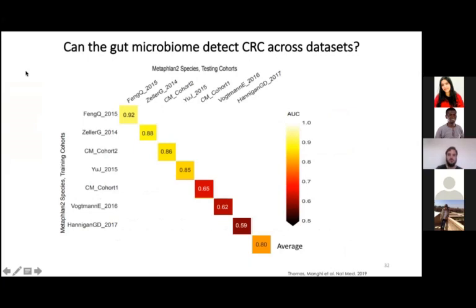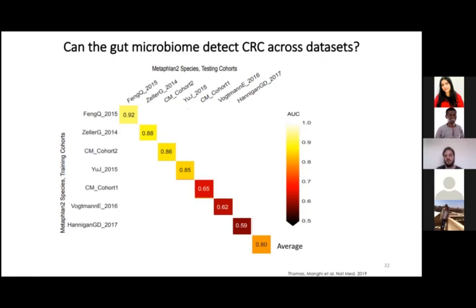Basically, we looked at whether the gut microbiome could be used to detect colorectal cancer across the different public data sets that we have. Here is a supervised machine learning approach, where these are the different cohorts that we used. And here is what we call the cross prediction matrix. The values that you see here are AUCs when we train our supervised machine learning algorithm on FANG and then test on FANG. So this is a cross-validation strategy.